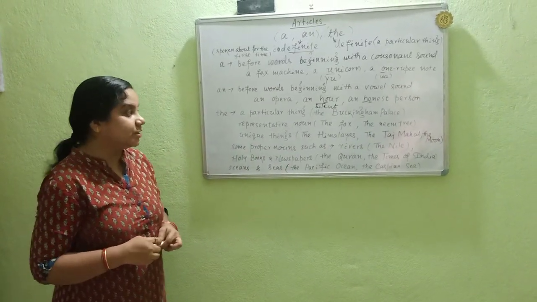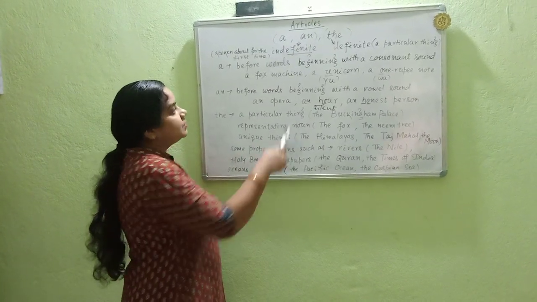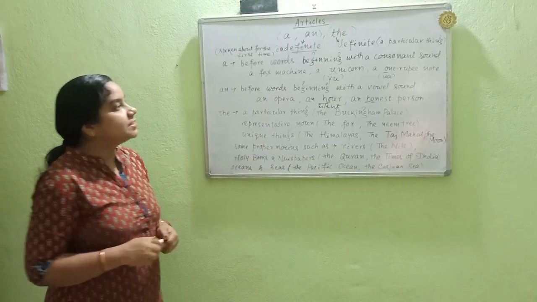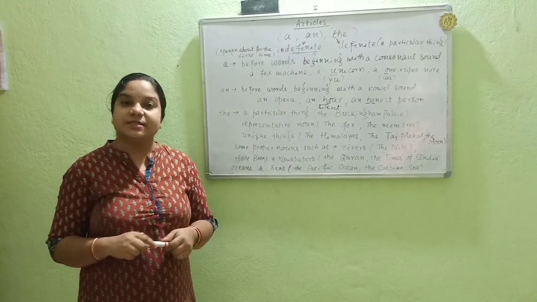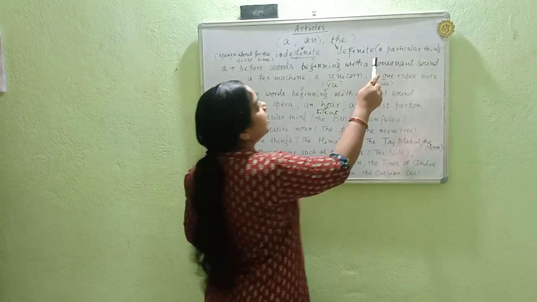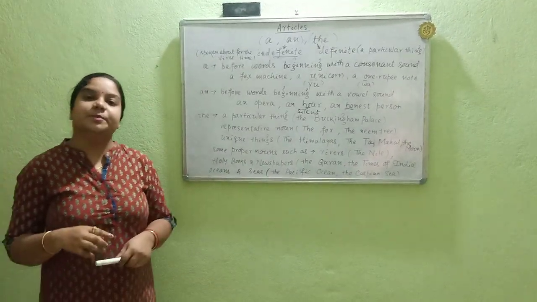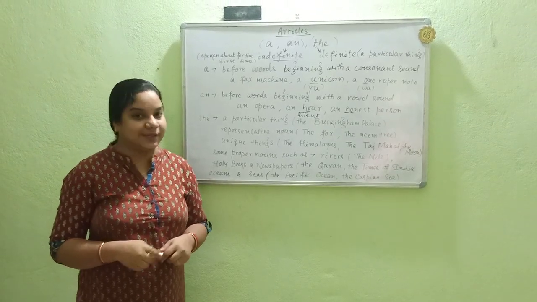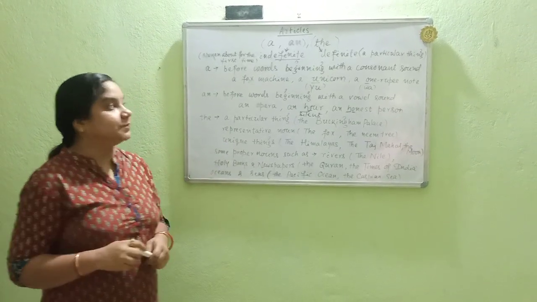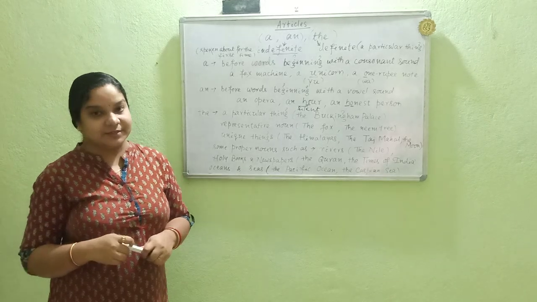I hope it is clear to you. Let's come to the. The is called a definite article. Why is it called a definite article? Because we use them for particular things. Whenever we are talking about a particular person, place or thing, we use the article the. So that makes it a definite article.